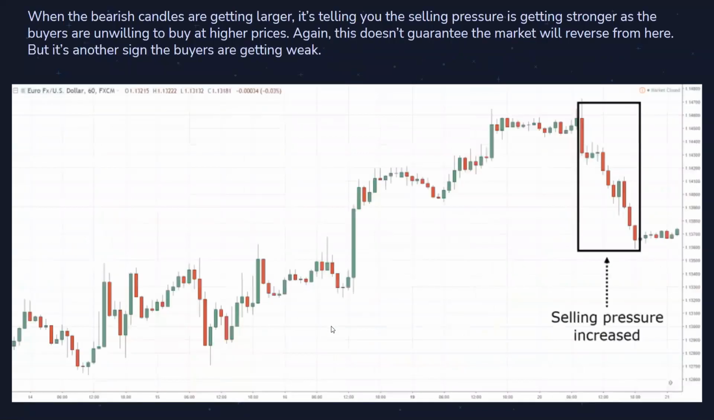All right. When the bearish candles are getting larger, it's telling you to sell. The selling pressure is getting stronger as the buyers are unwilling to buy at higher prices. Again, this doesn't guarantee the market will reverse from here, but it's another sign the buyers are getting weak.